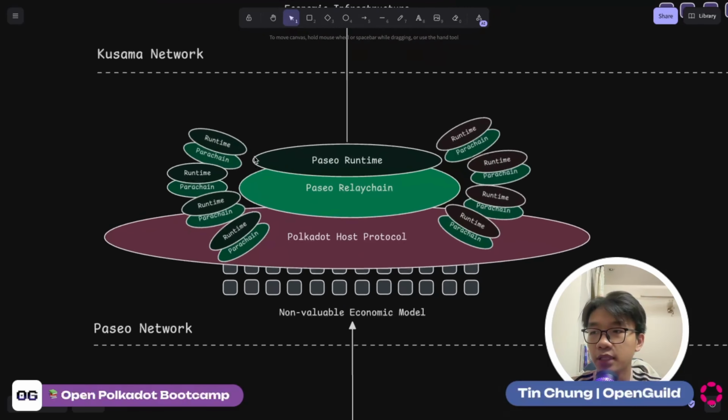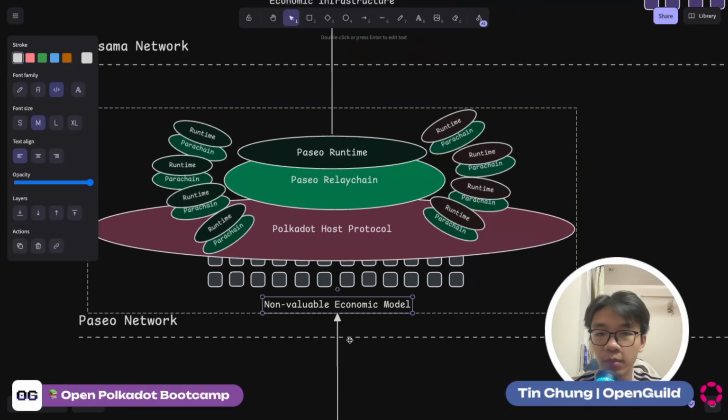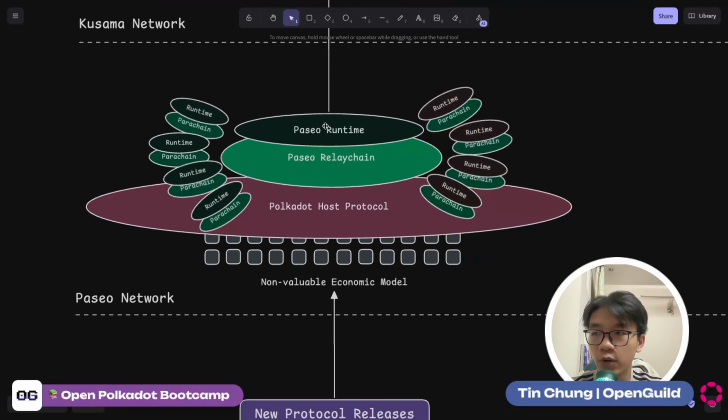A testnet is the place where you have a non-valuable economic model for the whole network. In that way, you can do anything with the token and not worry about losing it, because it's not real money. This token can be minted freely by the network authority, but in that way, it also offers you all the functionality that a mainnet has.